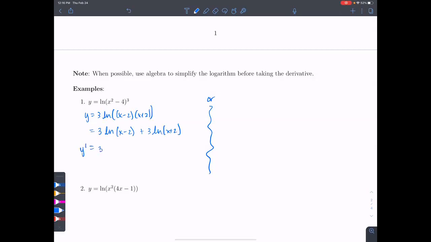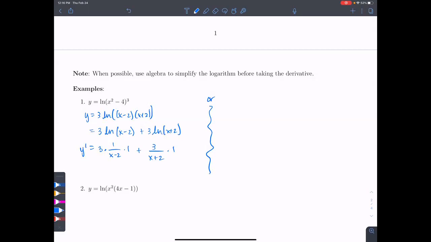So y prime would be 1 over the inside times the derivative of the inside, which is just 1. Same thing here: 1 over the inside times the derivative of the inside. That 3 is just hanging out, so just write it down and move on. But that would be your derivative.